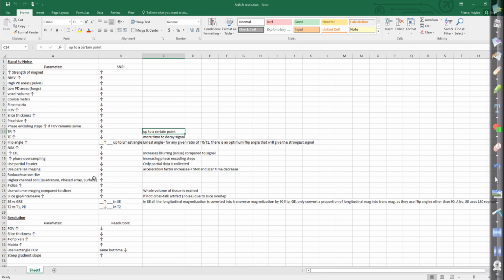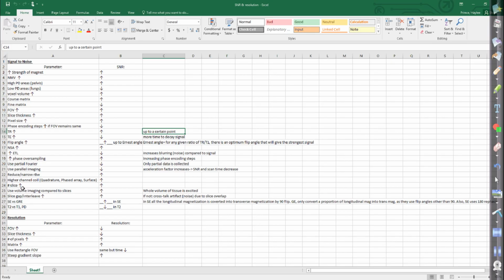Reduce our receiver bandwidth, a narrow bandwidth. That increases our signal because remember, we're filtering out the noise that's in the periphery of the signal. Higher channel coils, like quadrature, phased array, and surface, increase our signal. But remember, you have to lay those coils on the patient in a perpendicular fashion.